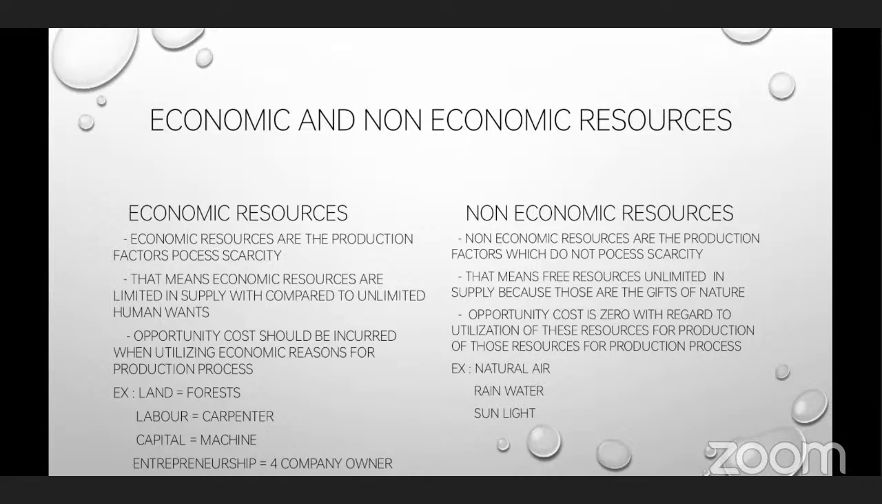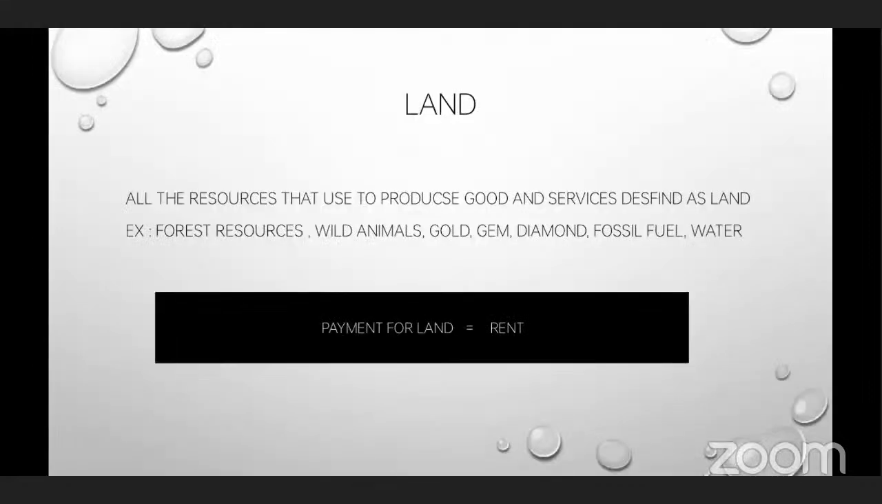Okay, we'll move. We can classify production resources into four also. First one, land, labor, capital, entrepreneurship. Okay, we'll move to land. All the resources that are used to produce goods and services are defined as land. Forest resources, wild animals, gold, gem, diamond, silver, natural gas, water, all belong to land. What is the payment for land? It is rent, the factor income of landowners, right?